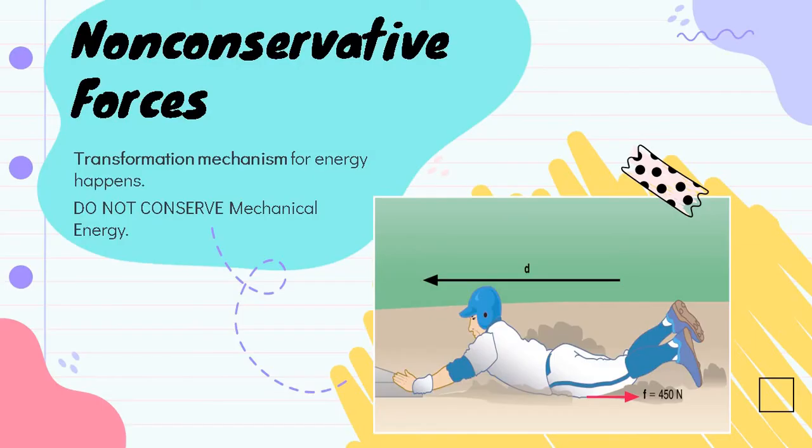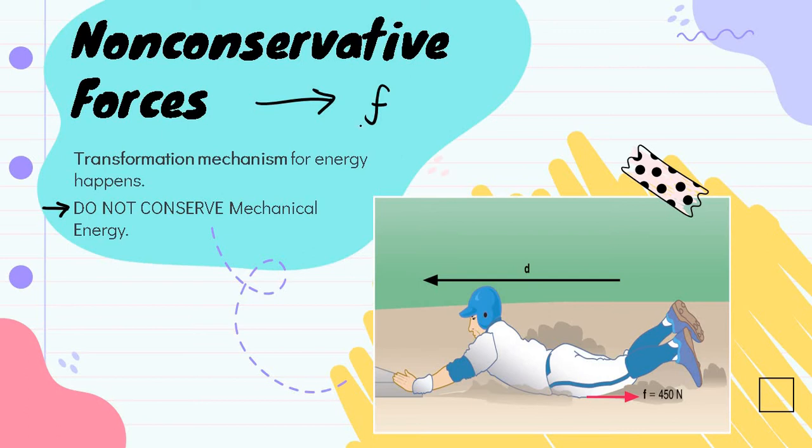So how do we define non-conservative forces? Just like what we specified a while ago, which is the friction force. According to the slide, for non-conservative forces, a transformation mechanism for energy definitely happens. So it doesn't just transform kinetic into potential or vice versa, potential to kinetic, but again, there are other forms of energy that are formed after interacting with a non-conservative force, just like the friction force. Now, to note the difference between conservative and non-conservative forces, non-conservative forces do not conserve mechanical energy.